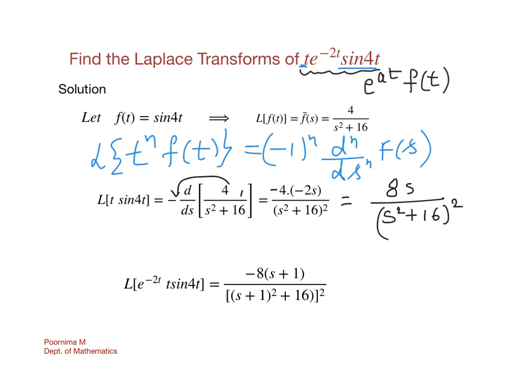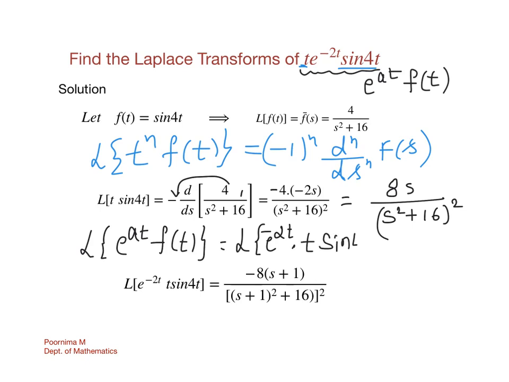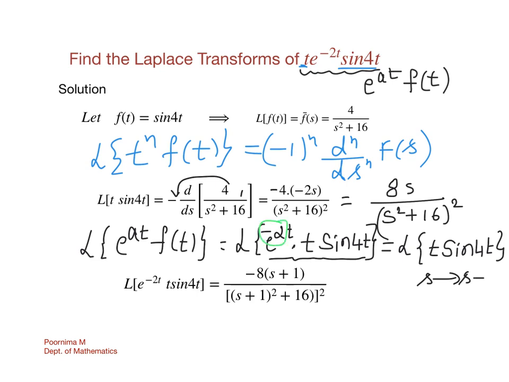Next we have to find the Laplace transform of e power minus 2t t sine 4t. Let us find the final result. So now we have to apply the shifting property, in the e power at into f of t format. So this is the Laplace transform of e power minus 2t into f of t, where we are now taking f of t as t into sine 4t. According to the result, we take the Laplace transform of f of t, that is the Laplace transform of t into sine 4t, and we have to shift s to s minus a, where a is minus 2. So shift s to s plus 2.